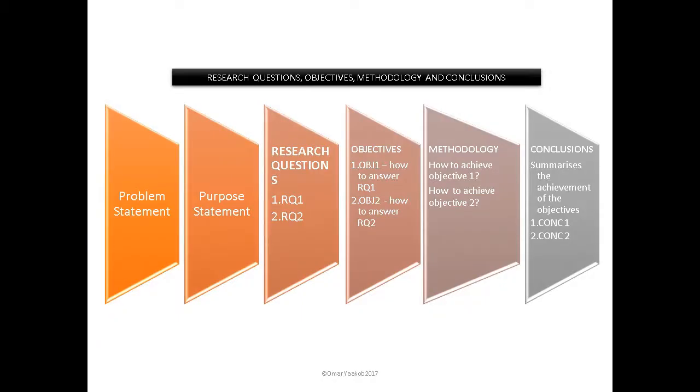So again, we remember I showed this earlier, the problem statement. Now we have seen problem statement, purpose statement, research question. Now the research question is aligned to the objective. So for example, objective 1 is how to answer research question number 1, and objective 2 is how to answer research question number 2. If you remember John's example just now, if we had 2 research questions, those 2 research questions can be converted into objectives.